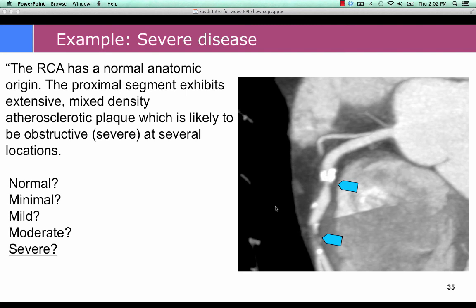Whatever. It's in the non-obstructive category by whatever adjective you choose to use. Either minimal or mild would be correct in this case. Another example would be this lesion, roughly in the same place. And here I would say the right coronary artery has a normal anatomic origin. However, the proximal segment exhibits extensive mixed density plaque, which is likely to be obstructive, that is severe at several locations.